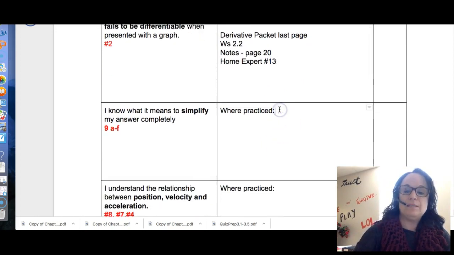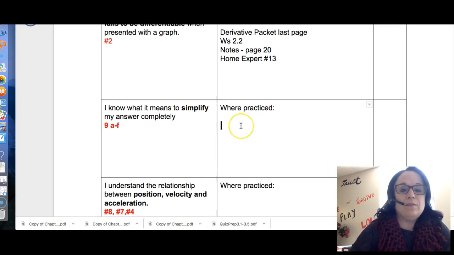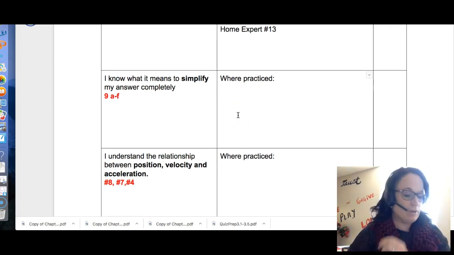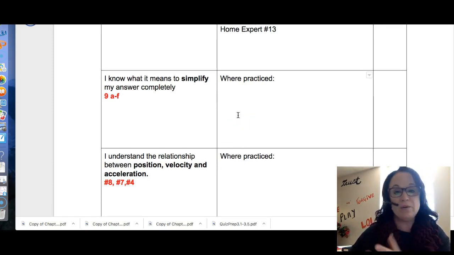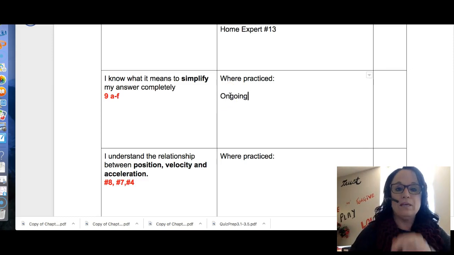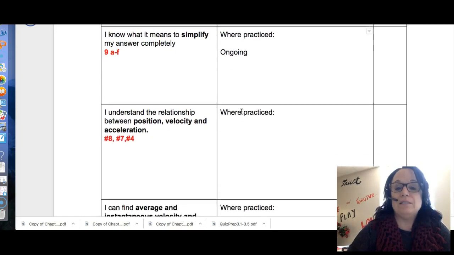Do you know what it means to simplify your answer completely? Number 9, A through F, are going to be about 6 questions where it just says find the derivative. You're going to use product rule, quotient rule, chain rule, power rule, but your answers are going to be expected to be simplified. We've been doing that ongoing all the time. I talk about what makes a function answer simplified and when I consider it not simplified.